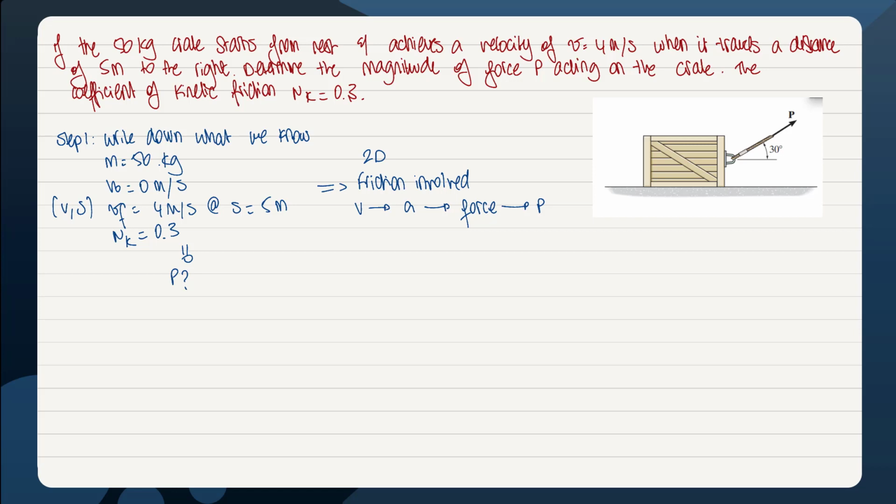We are given the velocity. We can get the acceleration using the kinematics equations. Then we can move to the force and P using the kinetics. And so we'll actually do that. But first we need to follow the steps.